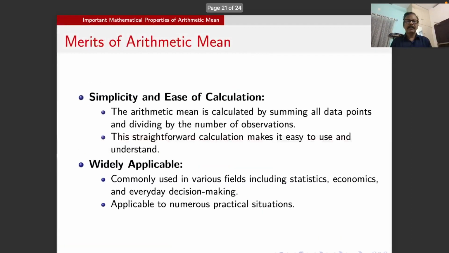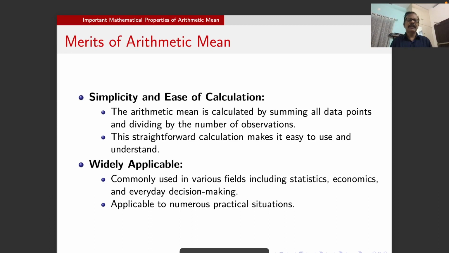That's all. So this is the combined arithmetic mean. Now let us discuss the merits and demerits of the arithmetic mean. The first merit is the simplicity of this measure. It is easy to calculate.